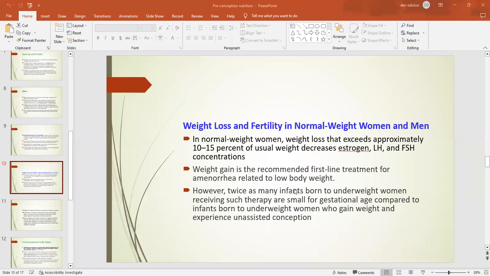However, there are twice as many small infants born to underweight women, as we mentioned earlier. Even in adverse conditions where these women are undernourished or having lost weight, some of them still proceed to conceive, and after conception, they will have small for gestational age babies as compared to those born to other normal weight women.